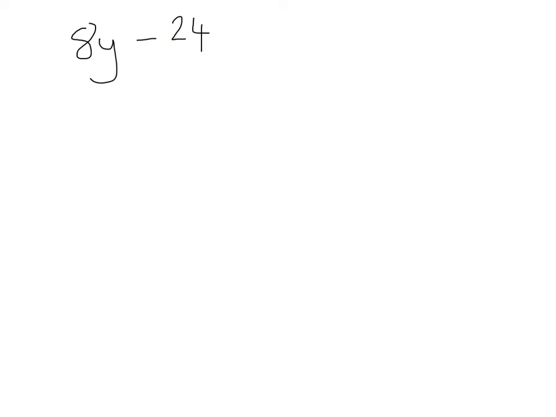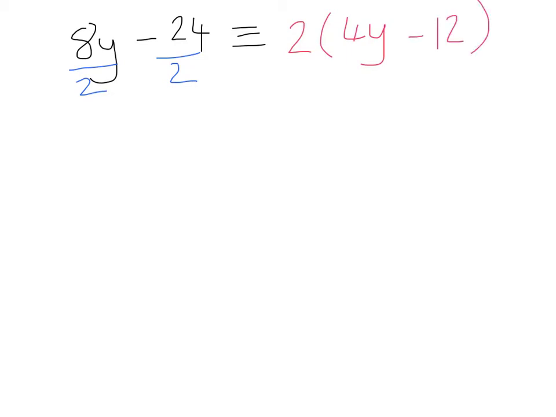Rather than worrying about that, just try to find any number that will divide into both of them. So these are both even, so the number 2 is going to divide into both of these. So we can write that down instead. And then put our bracket in place, divide both terms by 2. 8y divided by 2 is 4y, and negative 24 divided by 2 is negative 12.